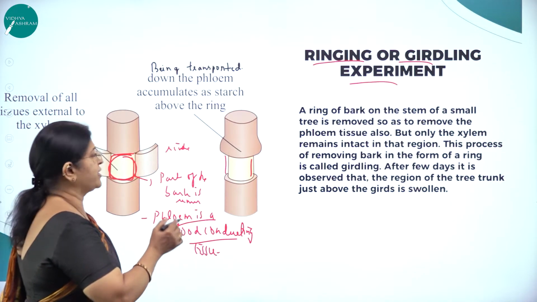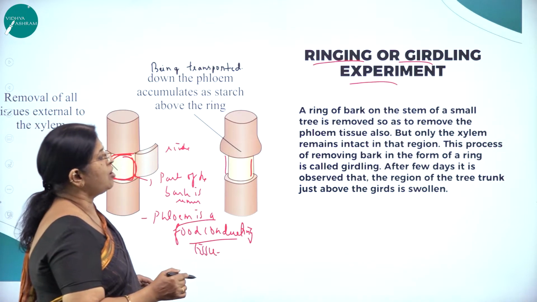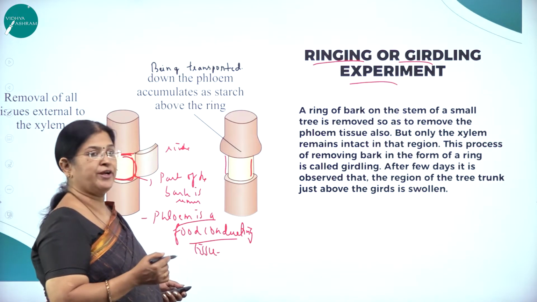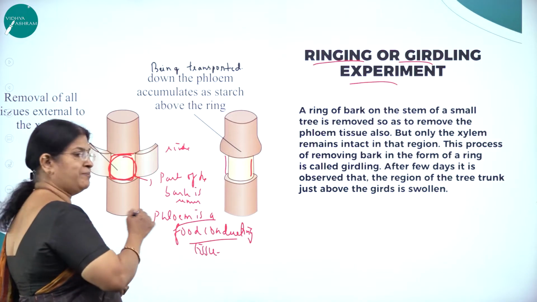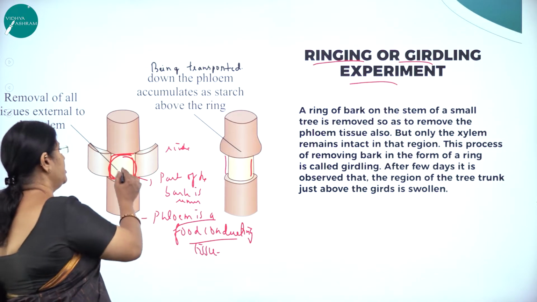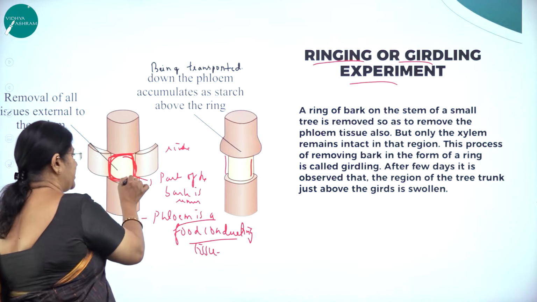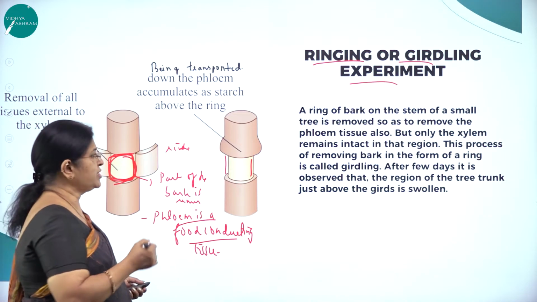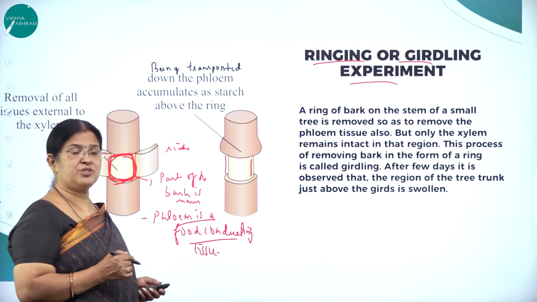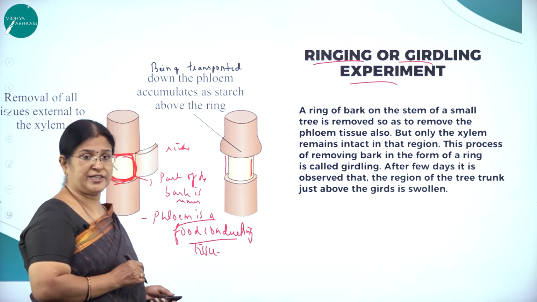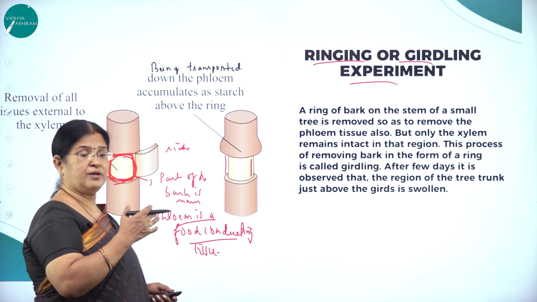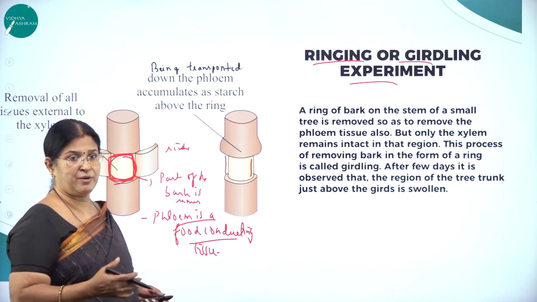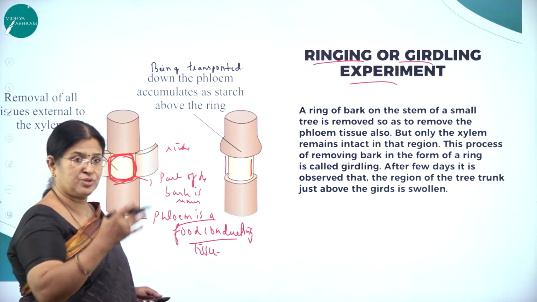A ring of bark on the stem of a small tree is removed so as to remove the phloem tissue also. So xylem is retained but phloem is removed. So here phloem from this particular part of the bark of a small tree is removed. What is our experiment? Our experiment is to prove that phloem is a food conducting tissue. So food is transported through phloem from one part of the plant body to the other, that is from the source to the sink.